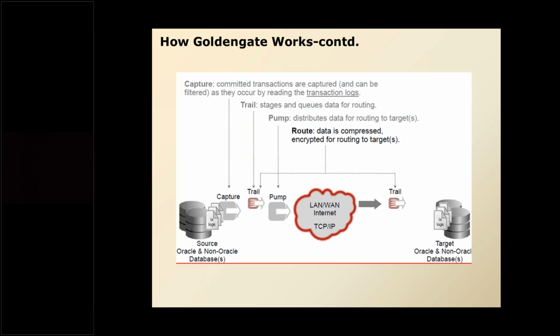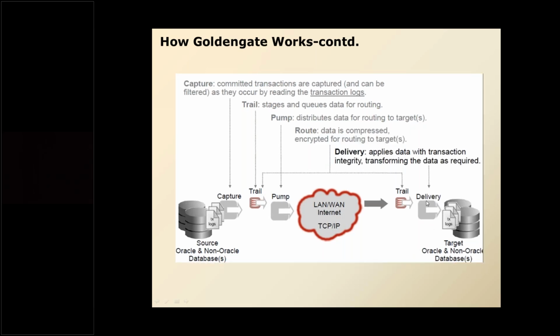These trail files reside on the target machine and are known as remote trail. The reason they are called remote trail is that they are remote to the source machine. So the capture process captures and writes to the local trail, and the pump process reads the data from the local trail and writes it to the remote trail. Once the data becomes available in the remote trail, the Goldengate delivery process, which is also known as the replicat process, reads the changes from the remote trail and applies those changes to the target database.